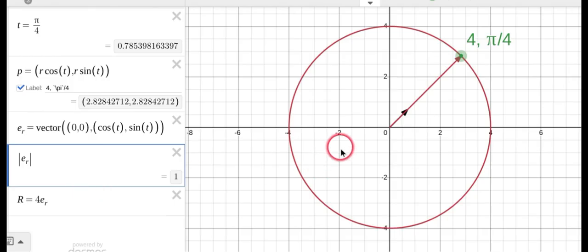The theta has no bearing on it because you have already specified the point 4 comma pi over 4. So that is the real power of viewing basis vectors as derivatives. You can do all kinds of fun things like this. All right, see you later.